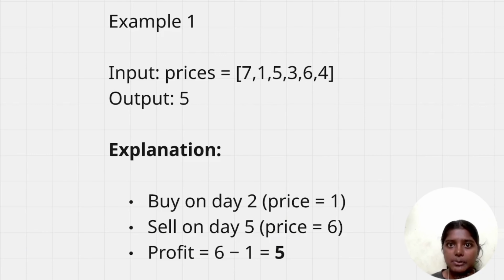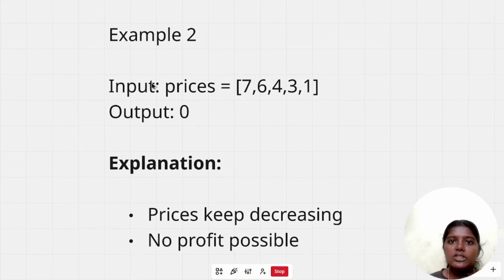So let's see another example. Here the input is 7 6 4 3 1 and the output is 0. Why is it 0? Because it is completely decreasing, right? To buy the stock, it should be the minimum number. Here the minimum number is present at the last, and on the right-hand side we don't have any element. So definitely we don't have any possible way of getting a profit, so let's just return 0.